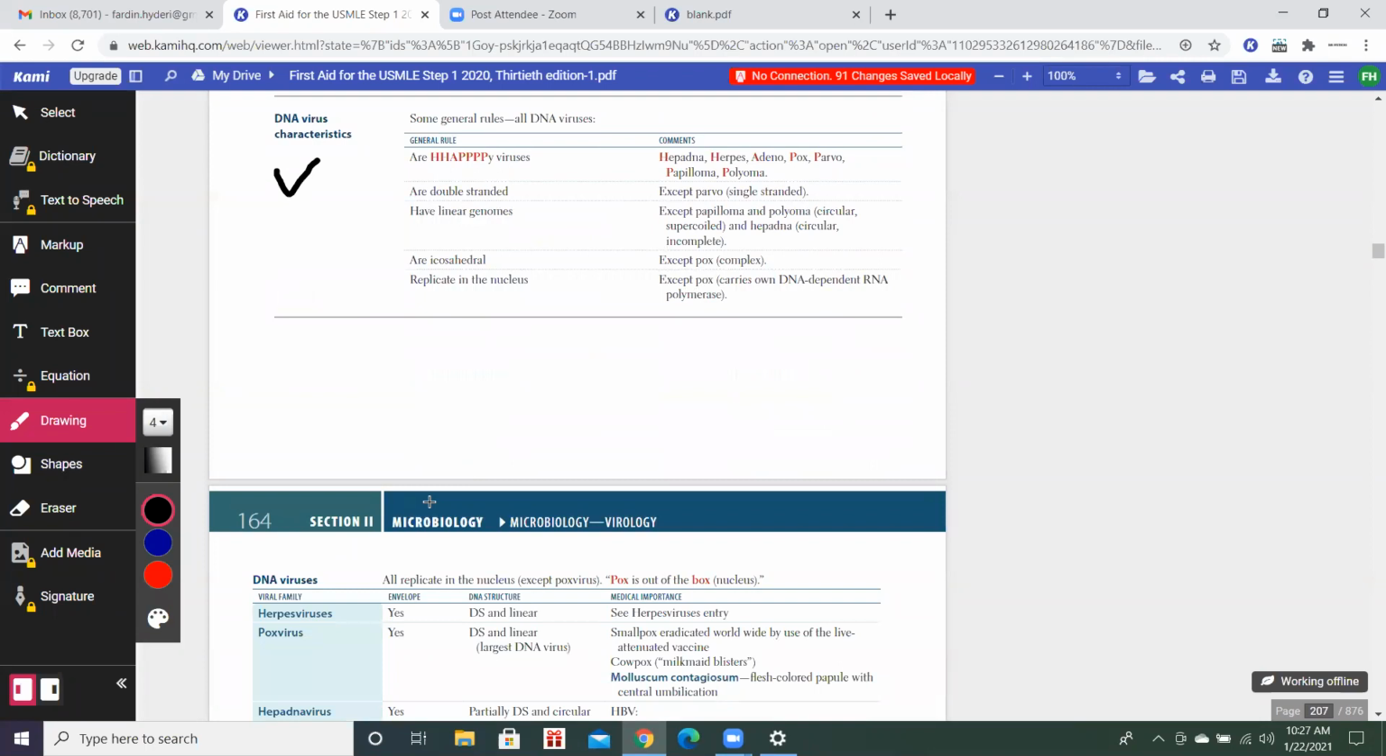Okay, so let's talk about DNA viruses. Which is the single-stranded DNA virus, and which viruses are double-stranded DNA viruses? Parvovirus is a single-stranded DNA virus, and everything else is double-stranded. Next one is RNA viruses. Which RNA viruses are single-stranded and which are double-stranded? Next, which RNA viruses are negative-stranded viruses? Can you guys hear my voice? Which RNA viruses are negative-stranded viruses?